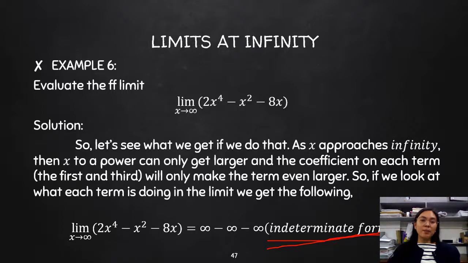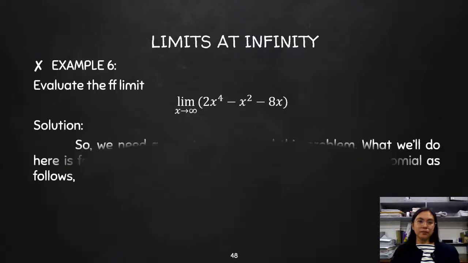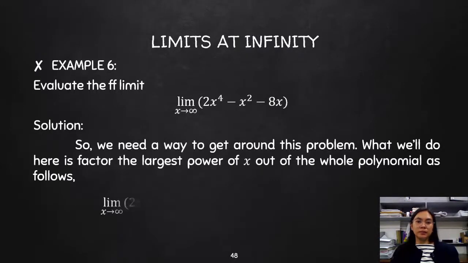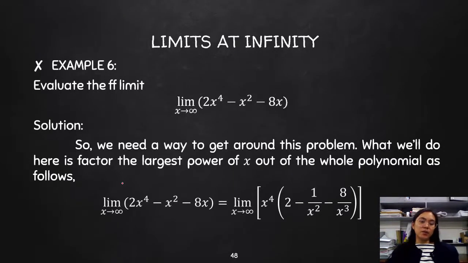So, as with the examples that we had previously, we should first simplify our function para ma-evaluate po natin yung limit. Doing that, you will have this. So let's try to factor out the largest powered variable here. So in this case, yung pinaka-large na power is your x raised to 4.